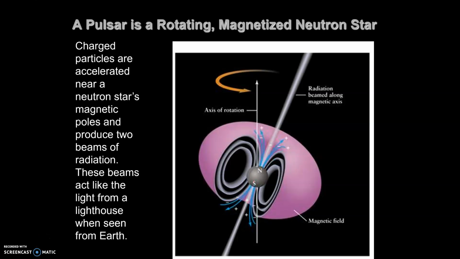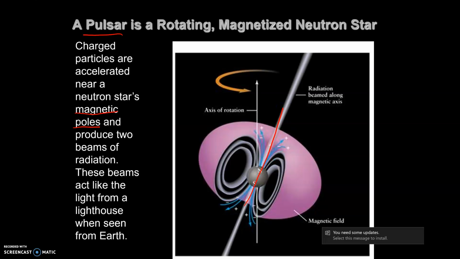Hi everyone, so we're going to continue our talk about big and huge stars here. A new term is a pulsar. A pulsar is a rotating magnetized neutron star. And remember that a neutron star is the result of a big star after its supernova. Charged particles are accelerated at the neutron star's magnetic poles. So not the actual poles of the star, but its magnetic poles that you can see here.